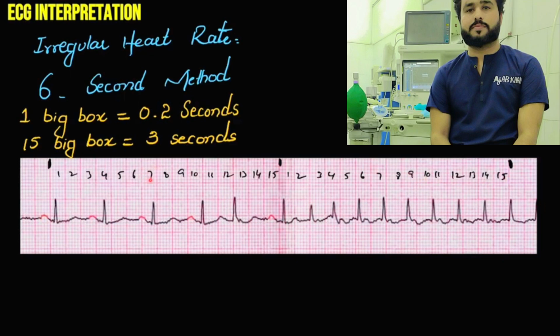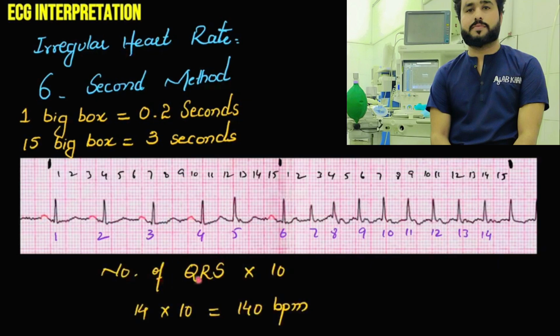You take this 6-second part of the ECG rhythm and you calculate the number of QRS complexes present in this 6-second strip. So the number of QRS complexes are 1, 2, 3, 4, 5, 6, 7, 8, 9, 10, 11, 12, 13, 14. So we have 14 QRS complexes in this 6-second strip.